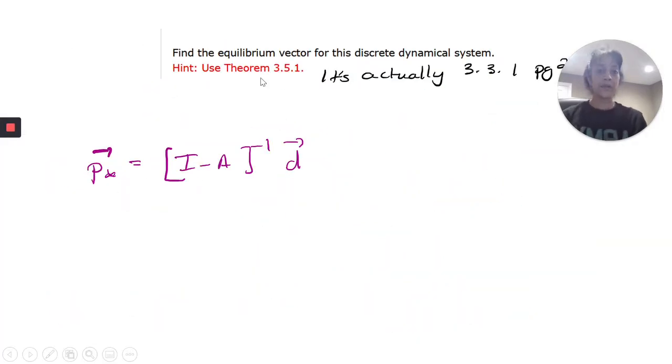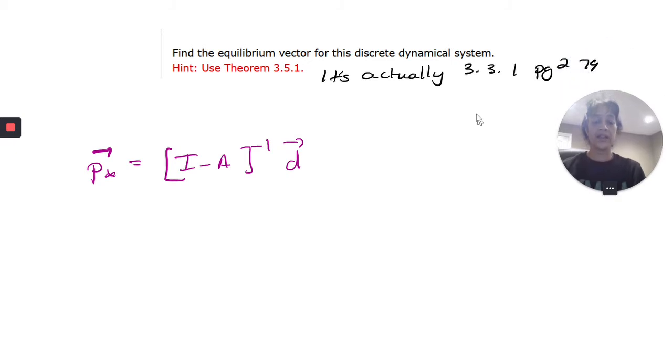These are a nice set of problems. The theorem is wrong here. It's actually 3.3.1 on page 279. So you're asked to find the equilibrium vector.